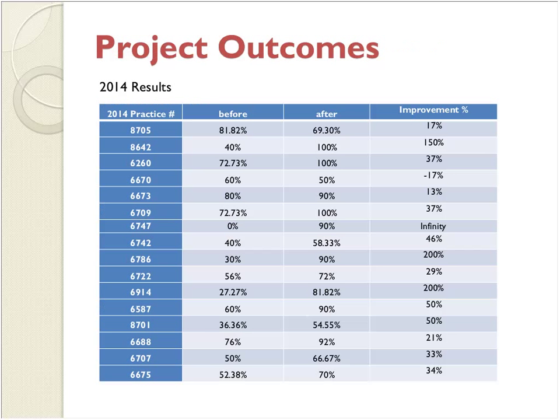So I have a few years of project outcomes to share. For 2014, overall the improvement is quite remarkable. If you assume the samples are of equal size, the basic average for improvement for all the practices that completed the program in 2014 averages a 60% increase in colorectal cancer screening rates.